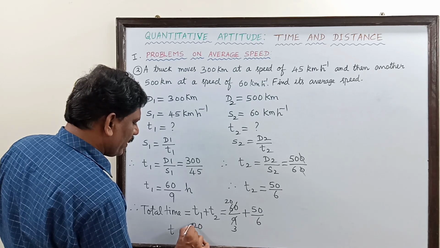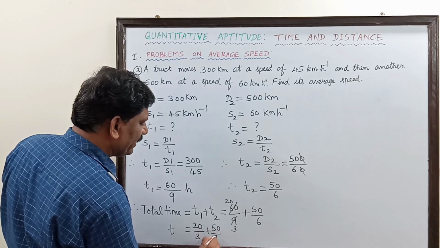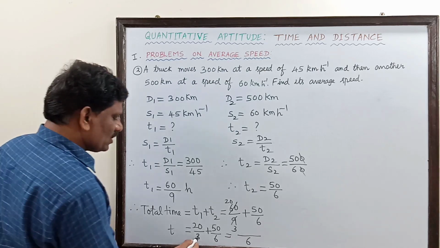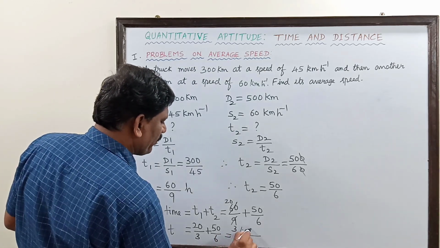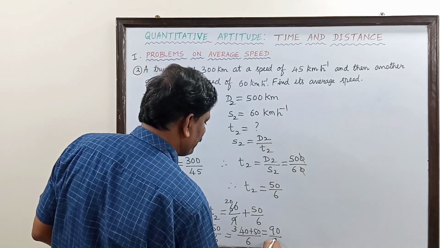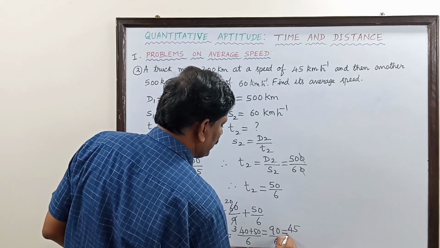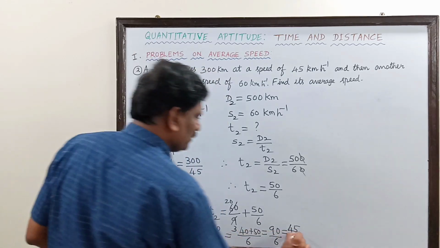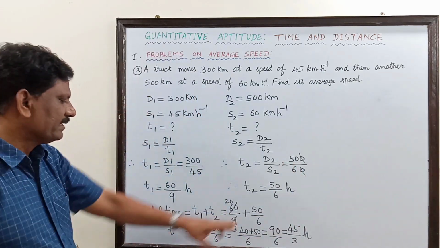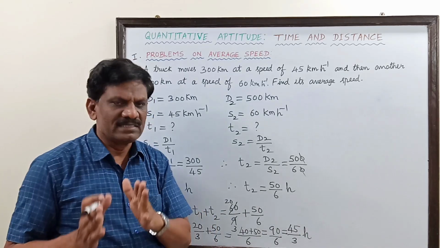So 20 divided by 3 plus 50 divided by 6. So the common denominator in LCM is 6. So 3 2s are 6. This is 40 plus 50. So that is equal to 90 by 6. Once again this is equal to what? 45 into 2 is 90, and so this is the hour. The unit of time is hour. So taking LCM, the total time taken is equal to 45 by 3 hours. Are you understanding this first of all?